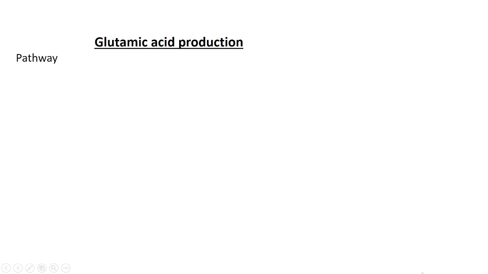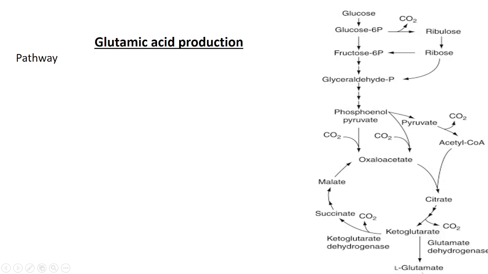So coming to the amino acid production, the very first amino acid that we are looking at is glutamic acid, and the pathway involved in the glutamic acid production is shown here. So this pathway, whichever we are seeing, is glycolysis plus TCA cycle. That is, glucose is converted into glucose 6 phosphate and finally to phosphoenol pyruvate. This is glycolysis, and finally this phosphoenol pyruvate is entering into the TCA cycle. So the carbon source of glutamic acid production is glucose.